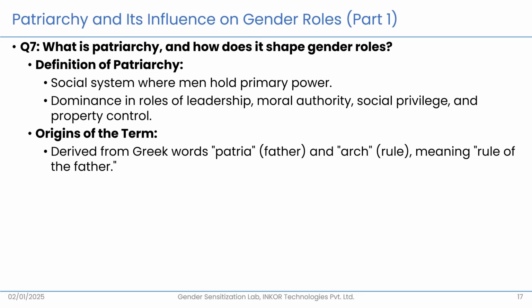Patriarchy is a social system where men hold the majority of power in leadership, moral authority, and control over property. This structure places men in dominant roles, while limiting women's opportunities. The term comes from the Greek words patria, meaning father, and arch, meaning rule, which translates to rule of the father. Patriarchy influences laws, traditions, and expectations about gender roles, reinforcing male authority in public and private life. Understanding this system helps us recognize how gender inequalities have been maintained and how they continue to affect people today.